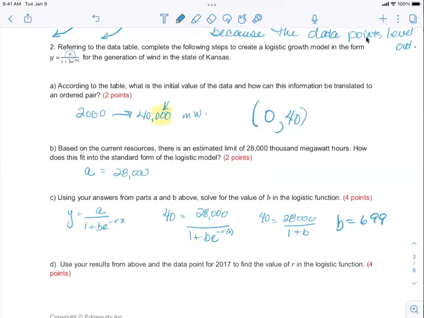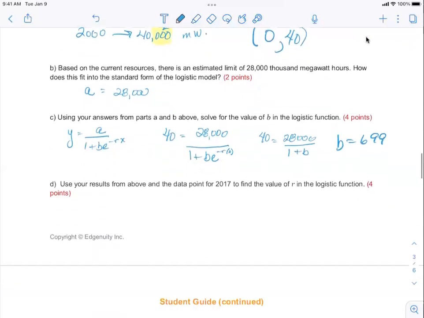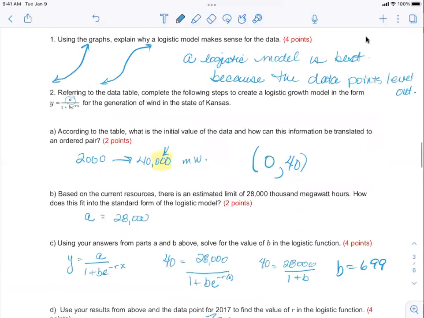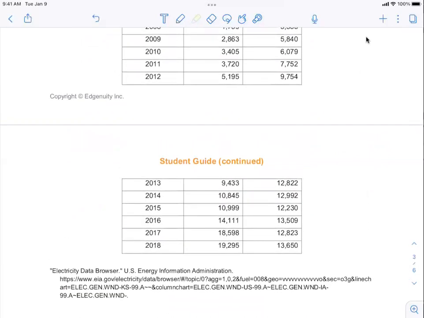If we keep going here, use the results from above and the data point for 2017 to find the value of r in the logistic function. So what we have to do here is say that y is equal to 28,000 over 1 plus 699 e to the negative rx. So our job is to figure out what r is. Now, the data point for 2017, let's go back up. 2017 has these two values in it. So we're going to substitute those in for both the time and the y value.